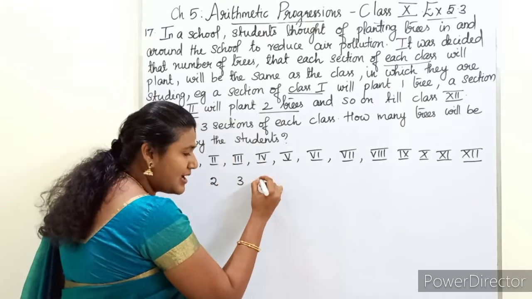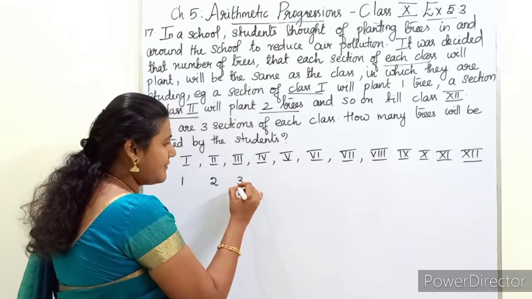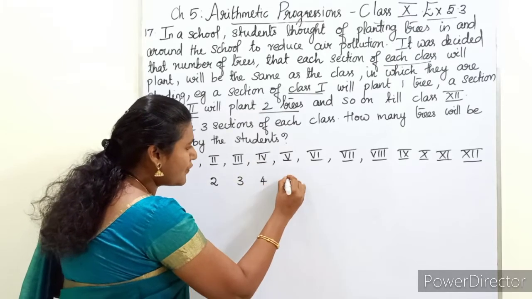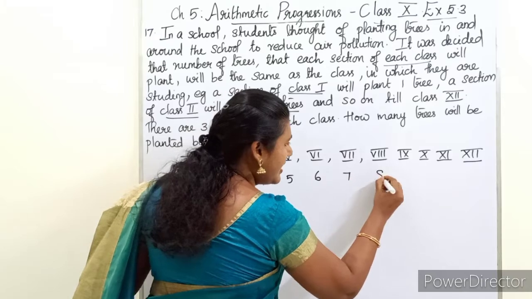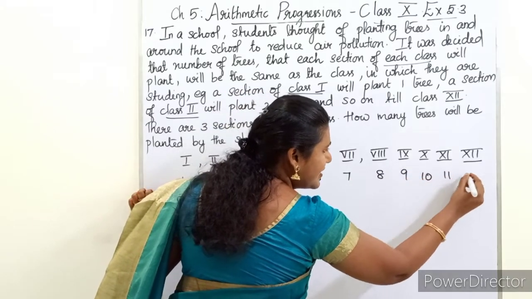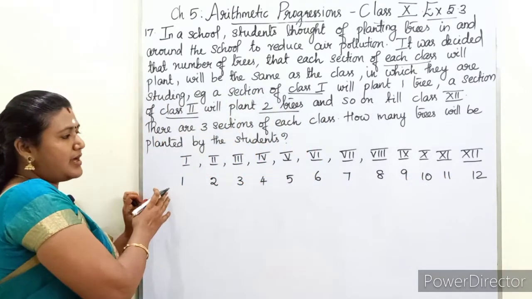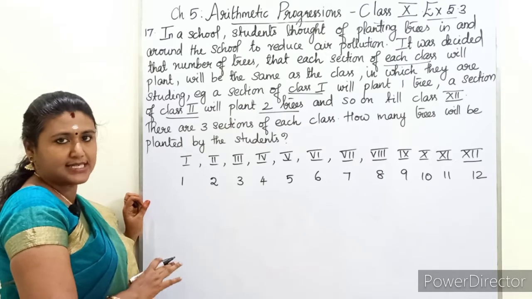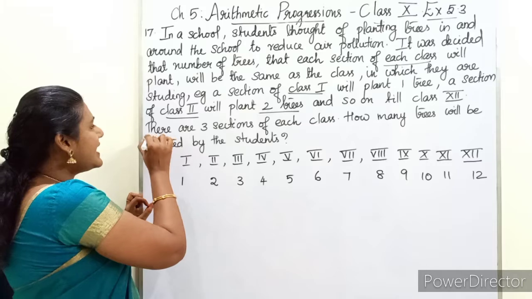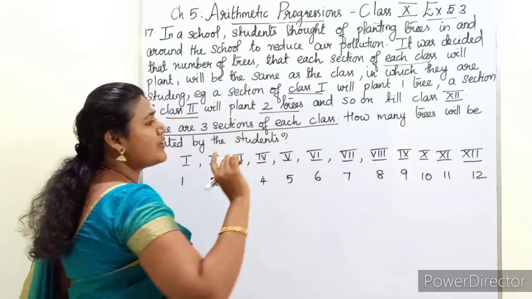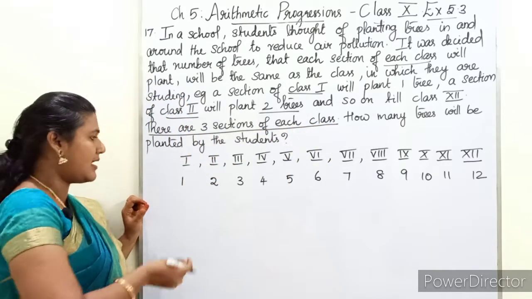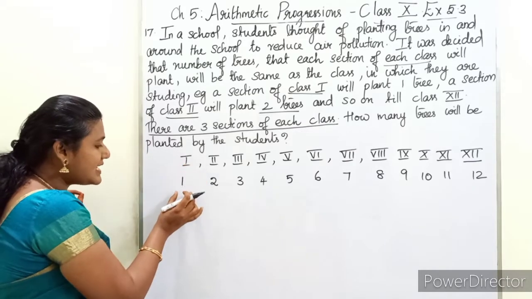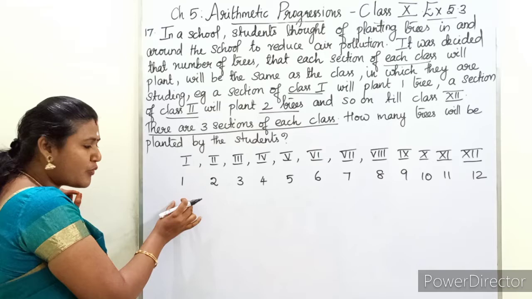So class 3 means 3 trees they will plant. In the same way 4, 5, 6, 7, 8, 9, 10, 11, 12. So these are the number of trees planted by a section of the class. Now it is given that there are 3 sections of each class. So what is its meaning? In class 1 there are 3 sections. So how many trees will be planted by class 1 children?